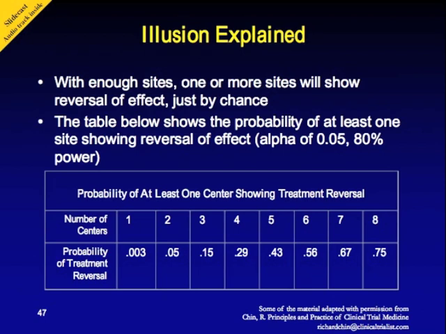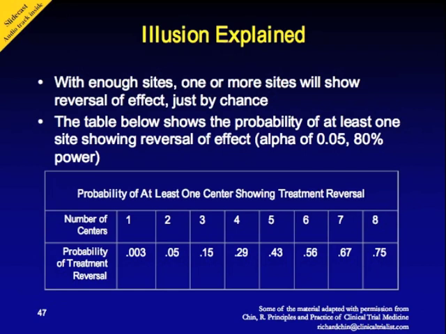So in this slide, you can see that if you have 8 sites, for example, there's a 75% chance that at least one of the sites will show a statistically significant effect opposite to what the overall study shows.